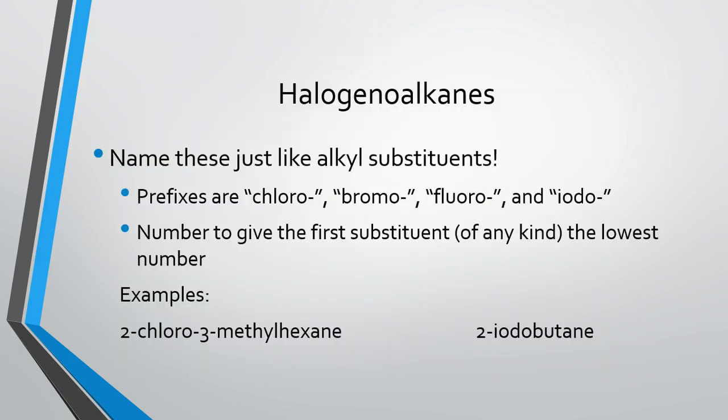Okay, let's talk about some of the groups that we're going to name as well. Those groups that you just saw, you just need to be able to recognize them and identify the functional group. But we're going to now learn how to name some of these other groups. So halogenoalkanes, we name these just like we named alkyl substituents in 3.1. So the prefixes are chloro, bromo, fluoro, and iodo. And we number to give the first substituent of any kind the lowest number.